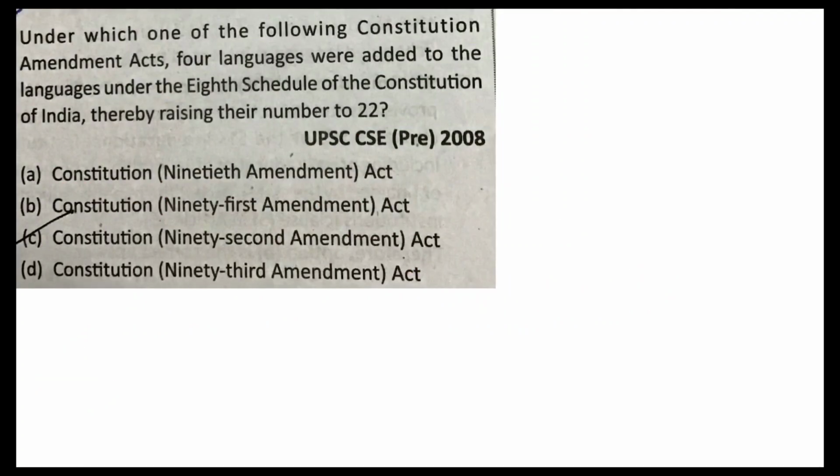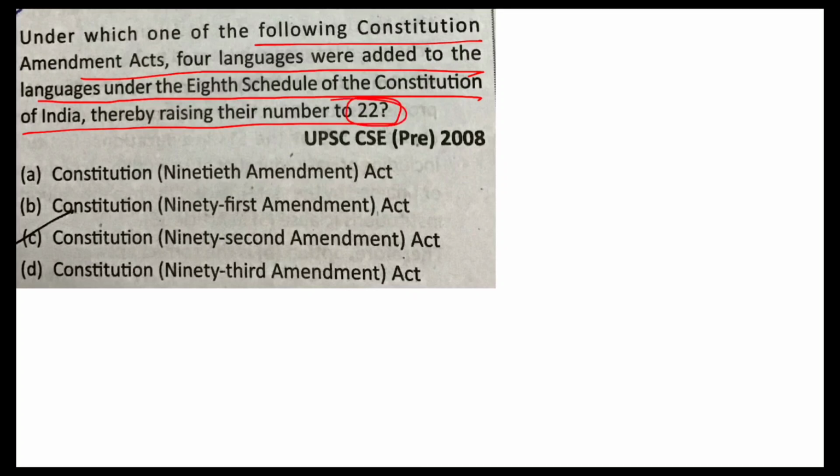Next, under which of the following Constitutional Amendment Acts were 4 languages added to the 8th Schedule of the Constitution of India, thereby raising the number to 22? We have just seen this. It was the 92nd Amendment Act. So the 92nd Amendment Act, C, is correct.